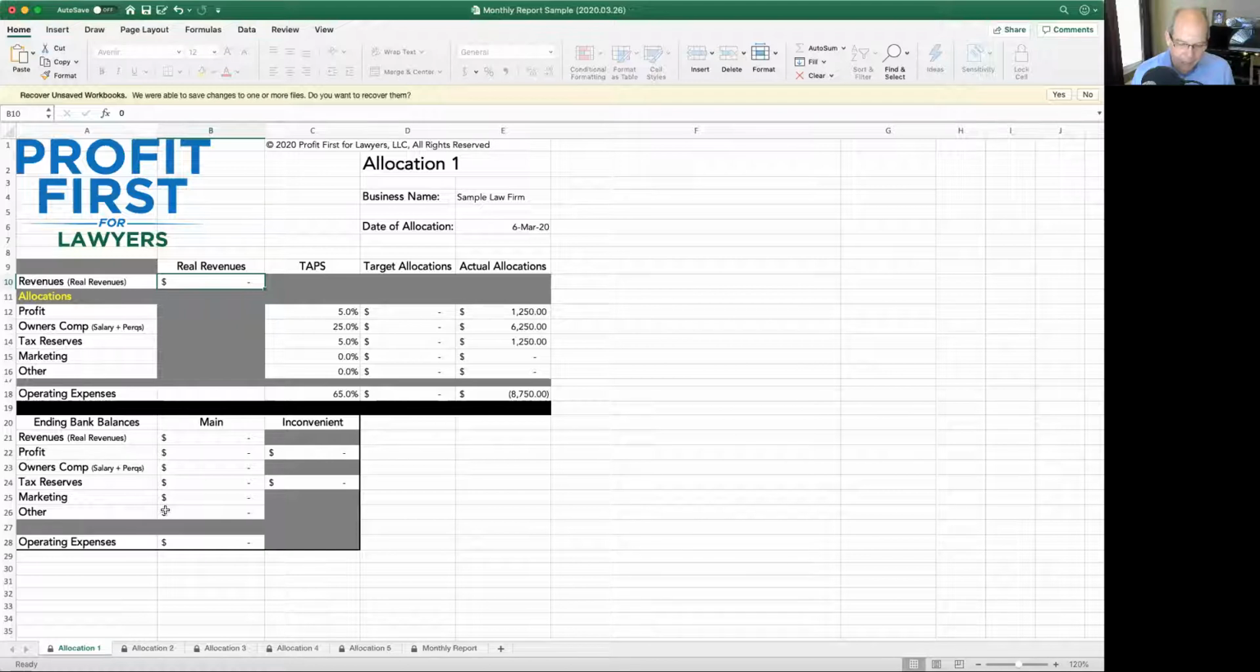This applies to any business that has any pass-through income. Anyway, so this is real revenues that can be used by the business.